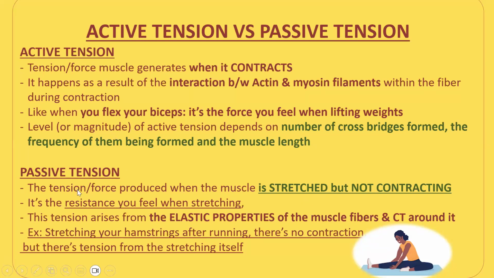And what is the physiology behind passive tension? It is the elastic properties of the muscle fiber and the connective tissue around it. The muscle is an elastic tissue, and any elastic or soft tissue has connective tissue around it to support it. So this elastic property of the muscle is the passive tension. Again, active tension is when the muscle contracts because of the cross bridges between actin and myosin.